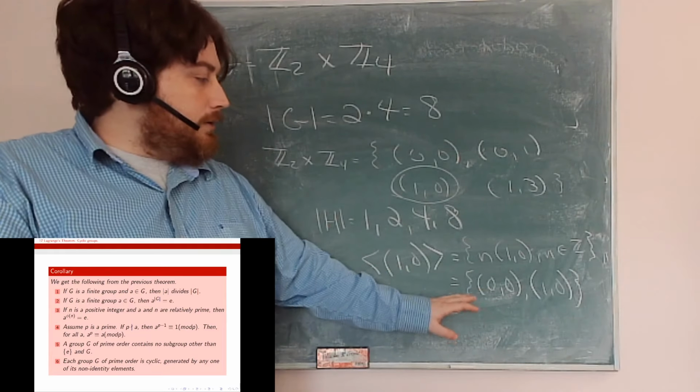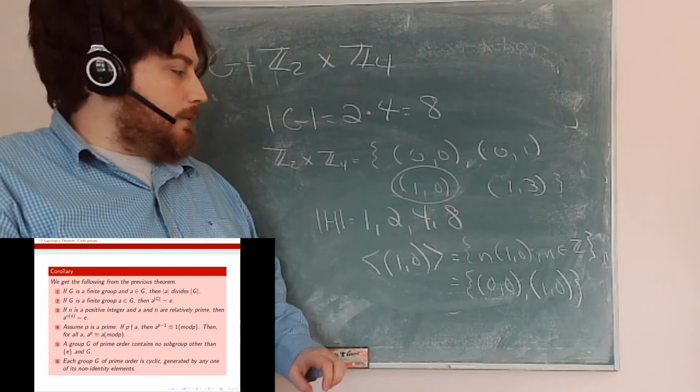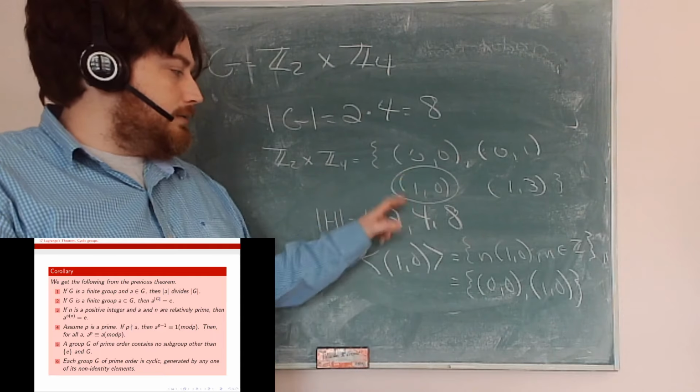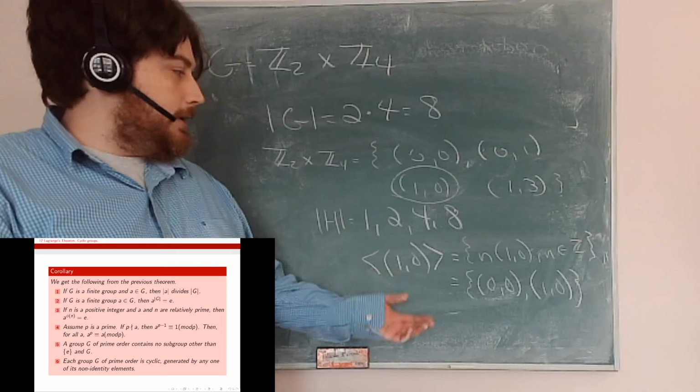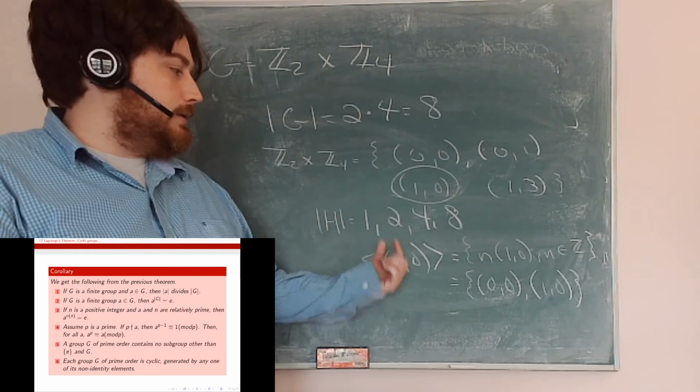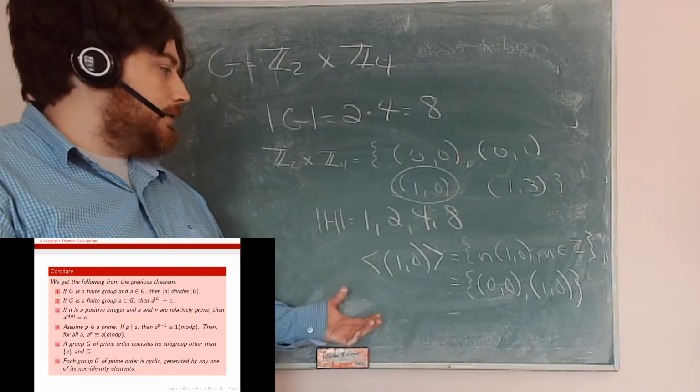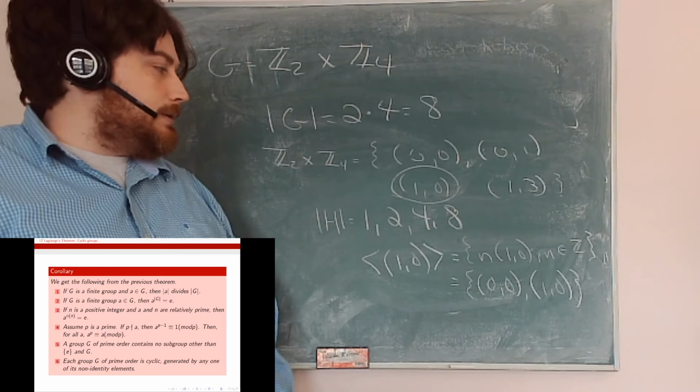Since the order is 2, we would say then the index is 4, because 8 divided by 2 is 4. Therefore, we have an order 2 and an index 4. And that would be an example of this: if I find these subgroups, these are the only possibilities.